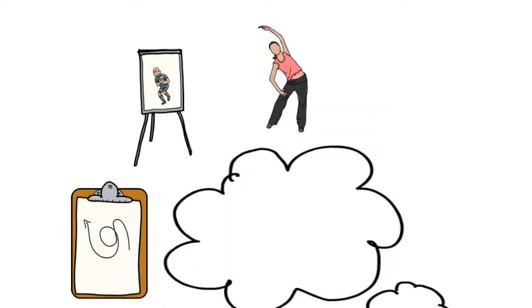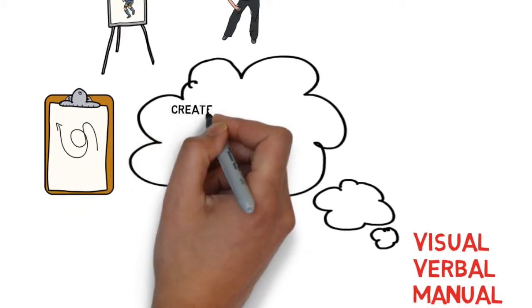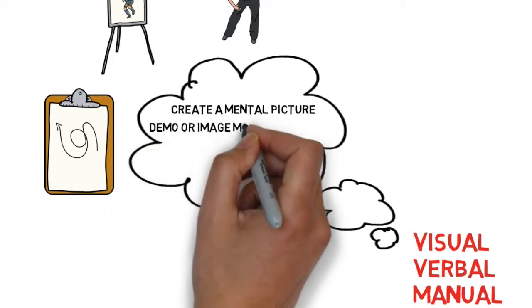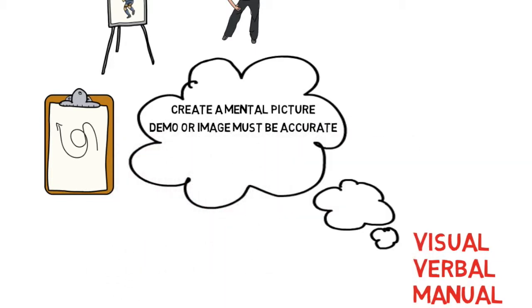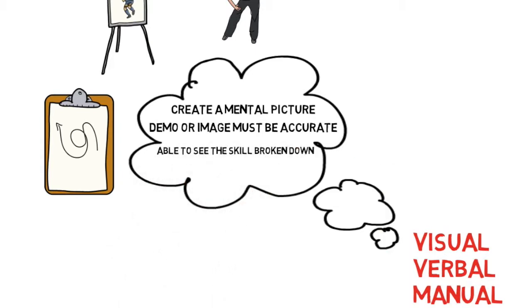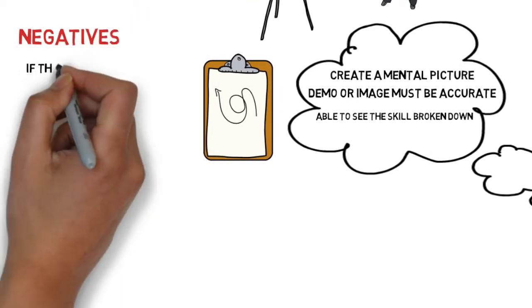So the demonstration, this is where the teacher is going to take control and give that mental image. And that's what that allows the performer to develop, is the mental image, what it's actually supposed to look like. But the demo or image must be accurate. But what it does do is allow you to break down the skill into those smaller sections, which is really, really effective for the learner.